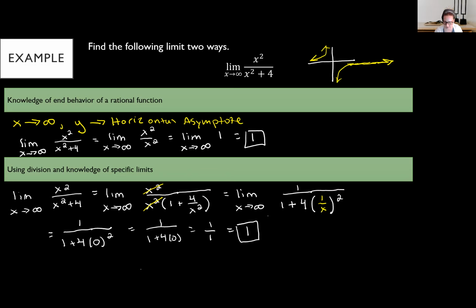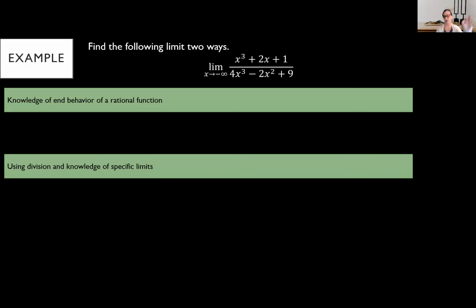So we'll do another one like this. This one's going to negative infinity, but it's going to be the same kind of thing. So we've got the limit as x goes to negative infinity of (x cubed plus 2x plus 1) over (4x cubed minus 2x squared plus 9). Just thinking about end behavior, again, this is going to go to a horizontal asymptote. So when we do our horizontal asymptote, we're only caring about those first terms.